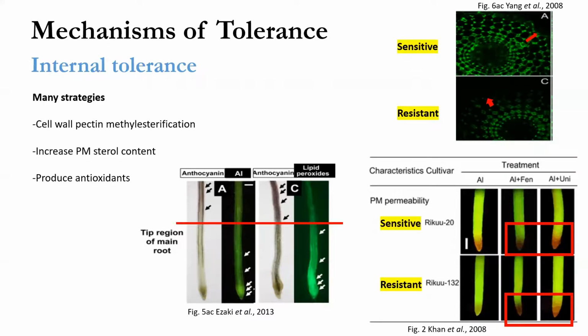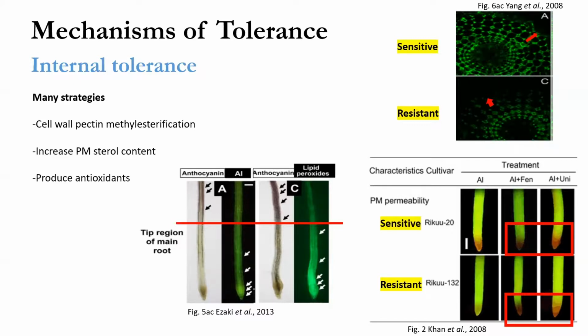You can see here on the upper right-hand side the cross-section of rice roots. This study used a fluorescent antibody against the unmethylated pectin. And notice how in the resistant strains of rice, there are much less unmethylated pectins. In other words, a higher degree of pectin methylation is associated with increased aluminum tolerance in this case.